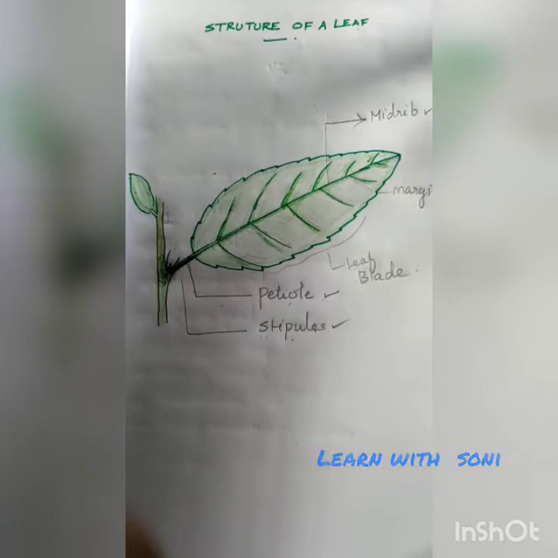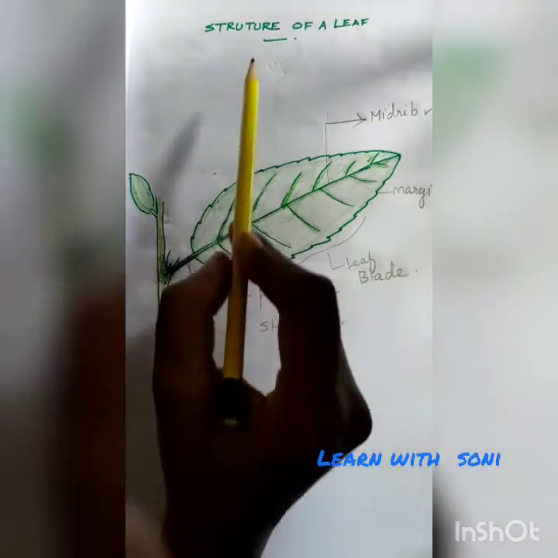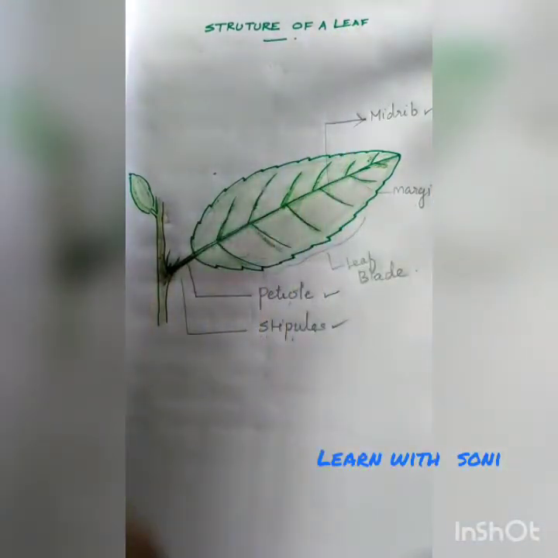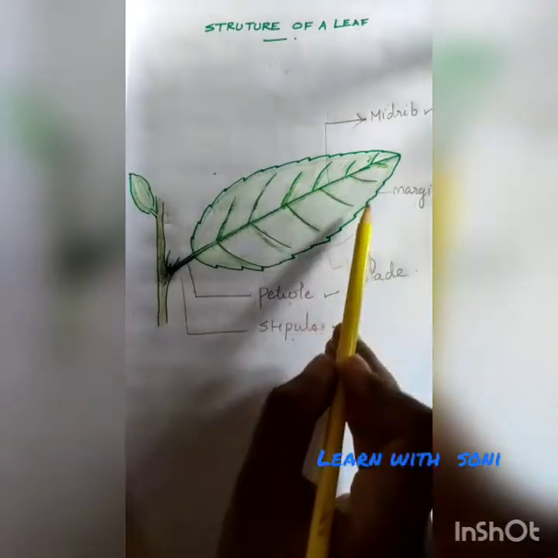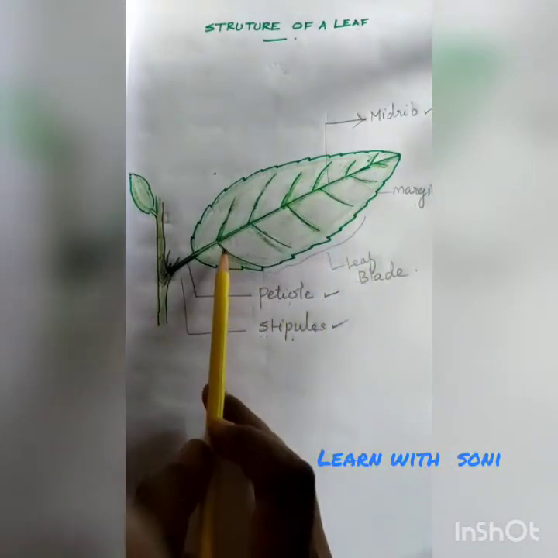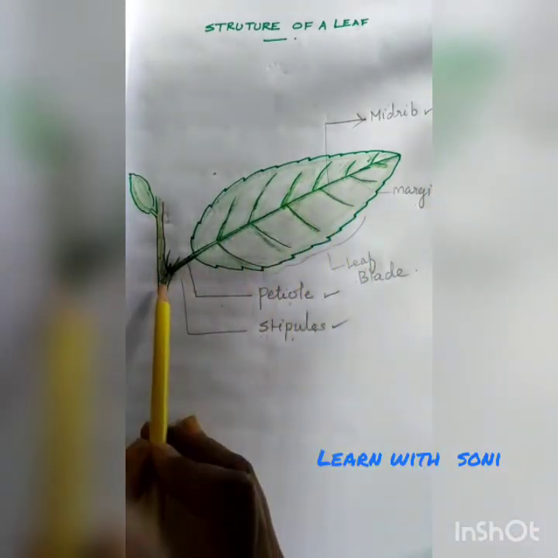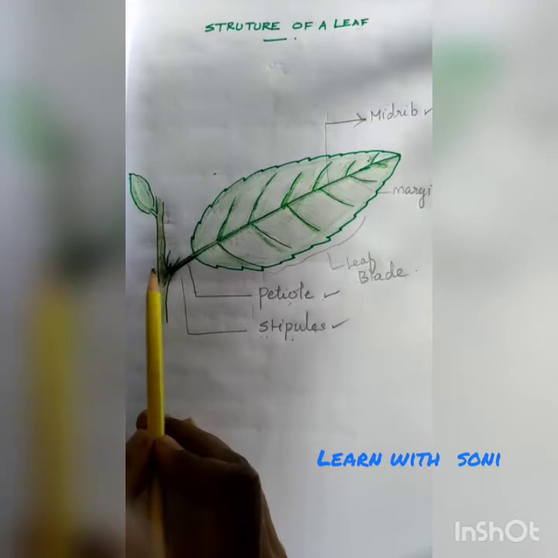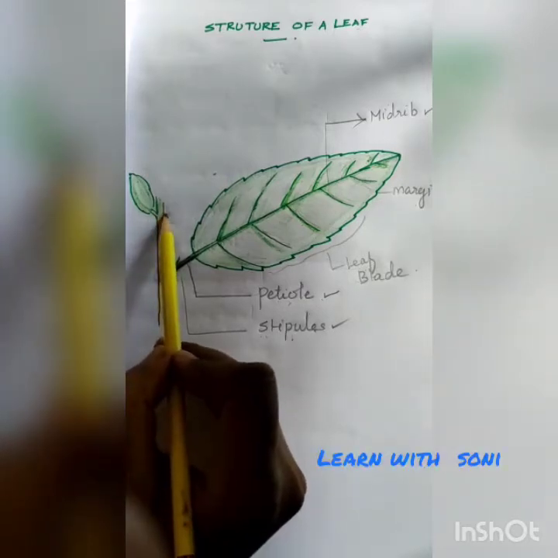Now we will study the structure of a leaf. See, this is a leaf. A leaf is a green, flat, expanded structure formed on the stem at a node. This place is called a node. This is one node, and this is another node.